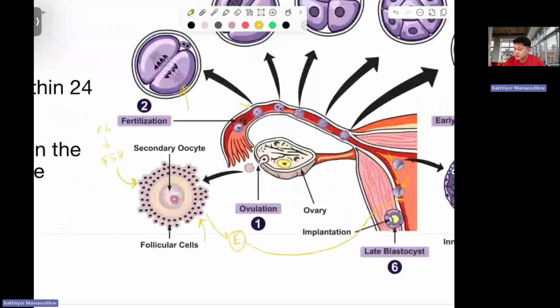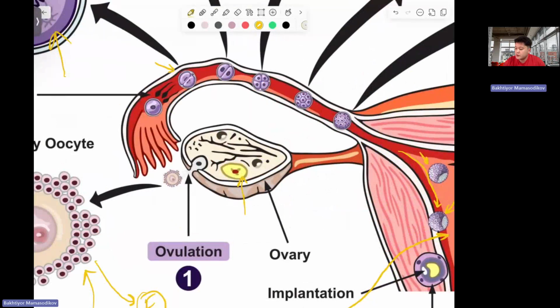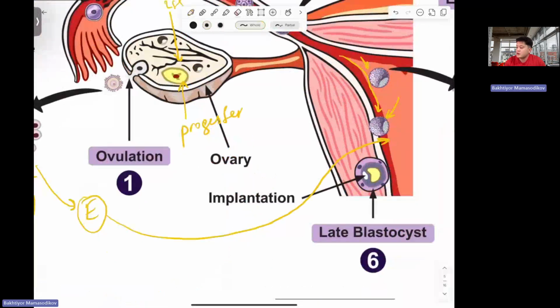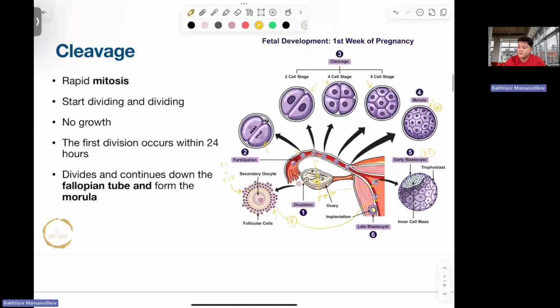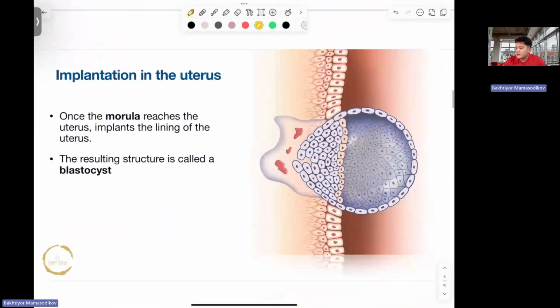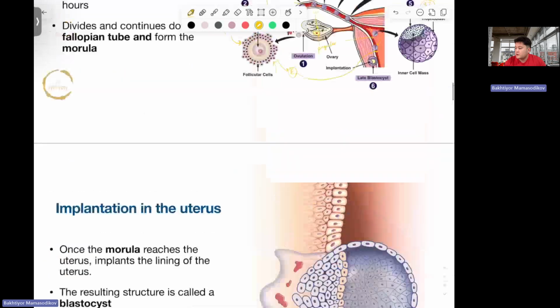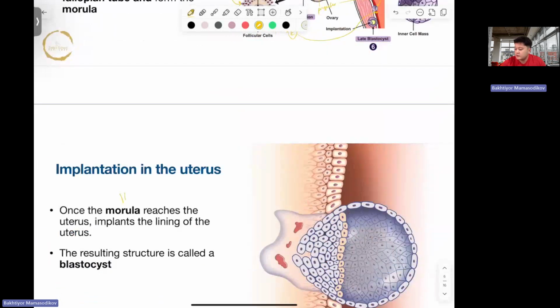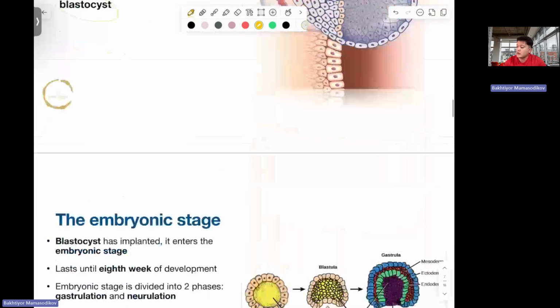Okay. So this is the corpus luteum. The corpus luteum synthesizes progesterone in response to LH, which comes from the anterior pituitary. This progesterone provides the secretory phase of the uterine cycle and prepares for pregnancy. Okay. So this is the implantation in the uterus of the morula, which is the 16-cell stage. The morula reaches the uterus and implants into the lining of the uterus. The resulting structure is called the blastocyst. So the morula becomes the blastocyst and implants into the uterine layer.